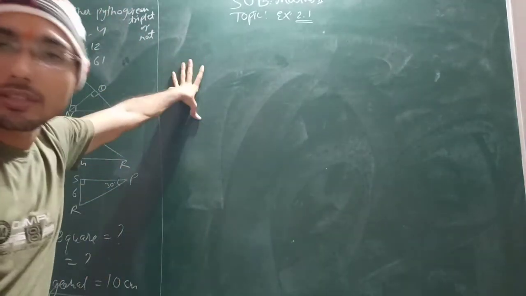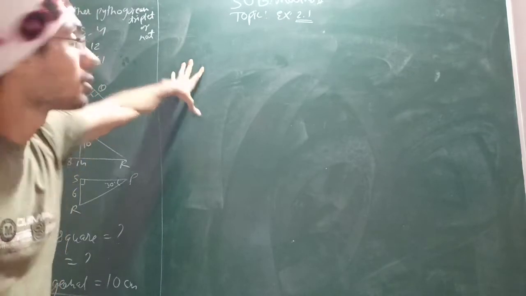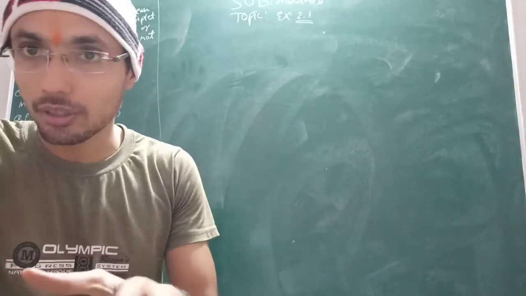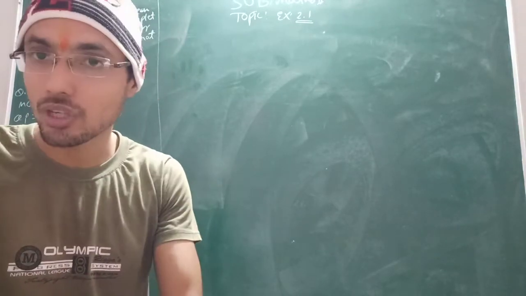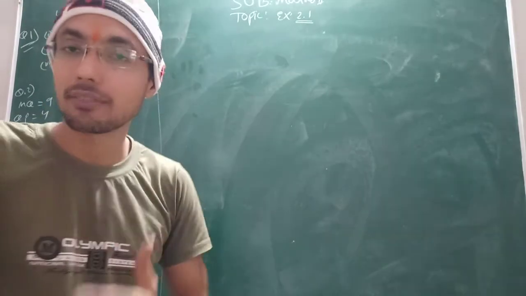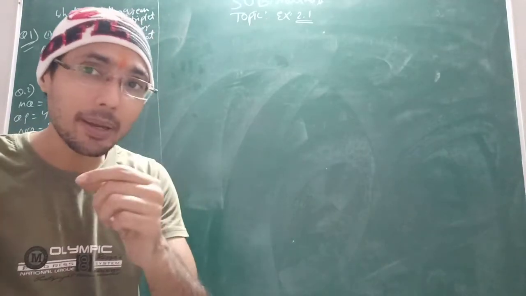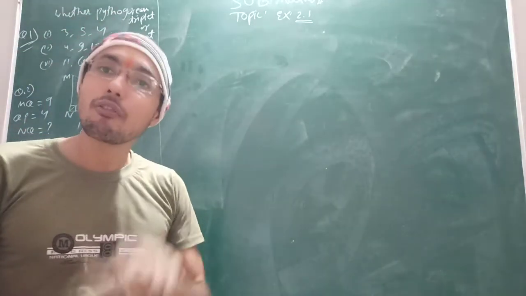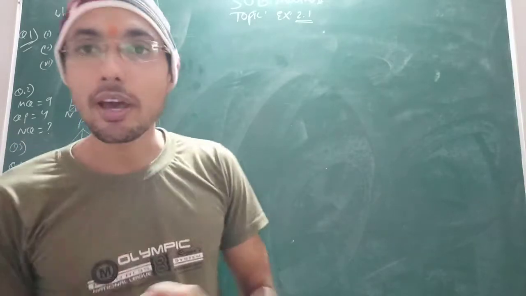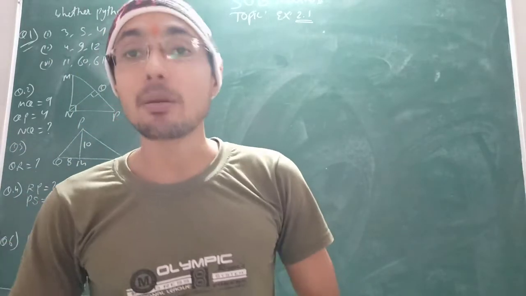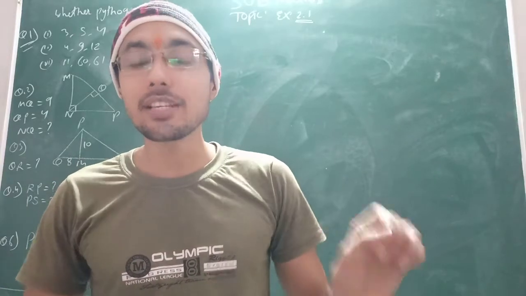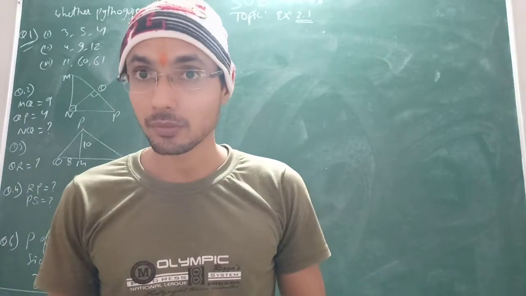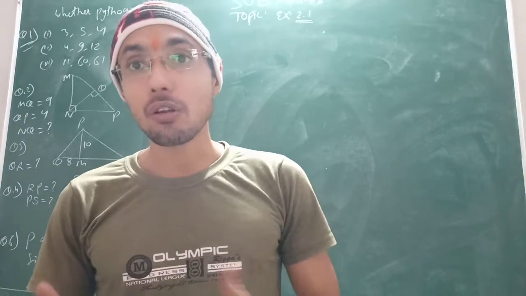So let's begin with the first sum and make it very clear that we have to find out whether it is Pythagorean triplet or not. We have to check this. How can we check whether it is a Pythagorean triplet or not? So we have to apply the theorem of Pythagoras, which is square of hypotenuse and then sum of the square of other two sides. If these two things are equal, it means it is a Pythagorean triplet. Otherwise, no. So how can we solve? So let's begin with it.